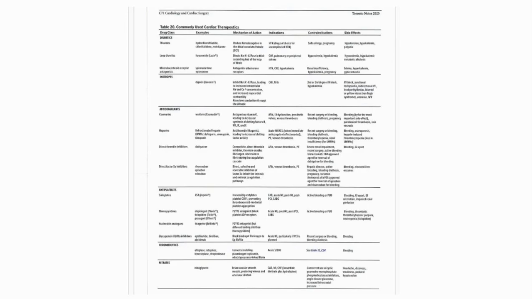Loop diuretics. The prototype is furosemide, or Lasix. Loop diuretics inhibit the sodium-potassium-chloride transporter in the thick ascending limb of the loop of Henle, making them the most potent diuretics. Major indications include congestive heart failure, pulmonary edema, and peripheral edema.